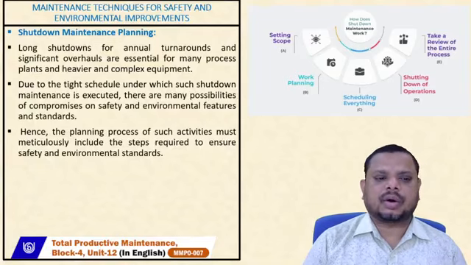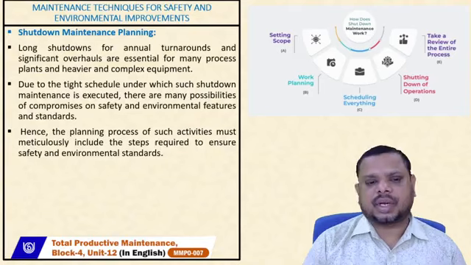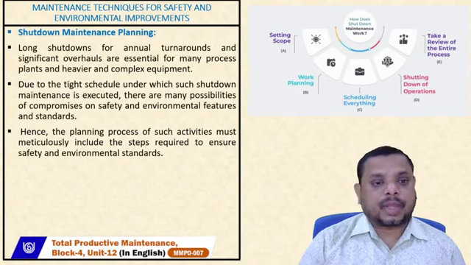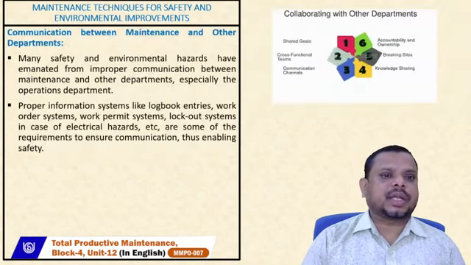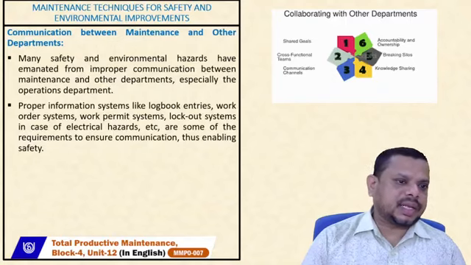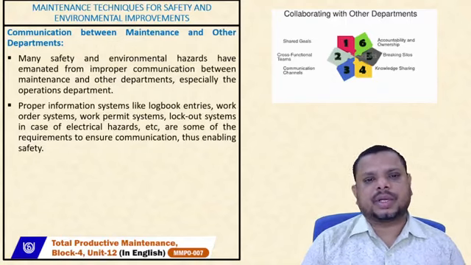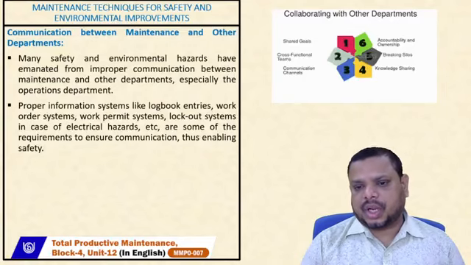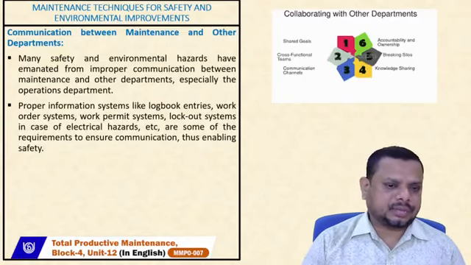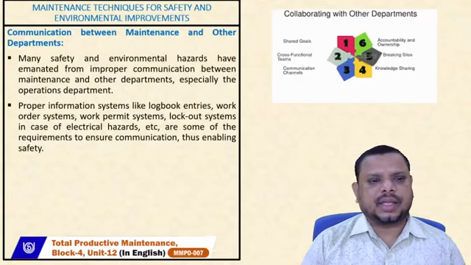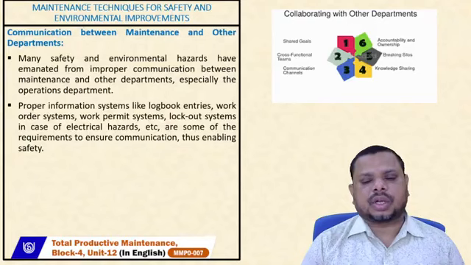So you have to take care of and ensure the safety and environmental standards whenever you go for shutdown maintenance planning. Moving to the next one: communication between the maintenance and other departments. Previously there was a large amount of barrier between interrelated departments, but nowadays, especially in integrated organizations, they don't have those barriers. They easily communicate from one department to another.